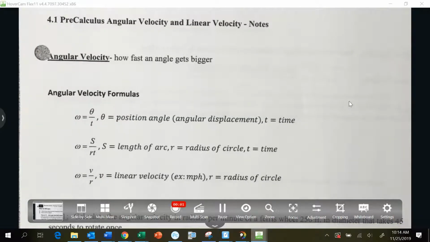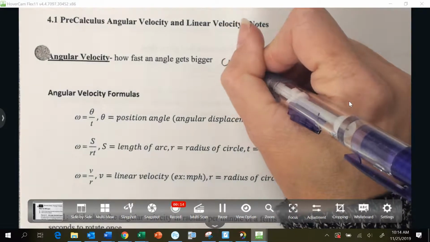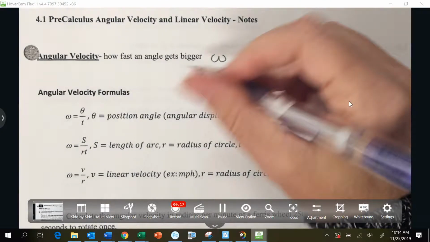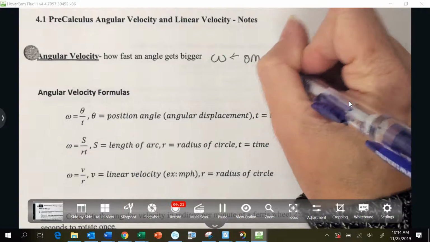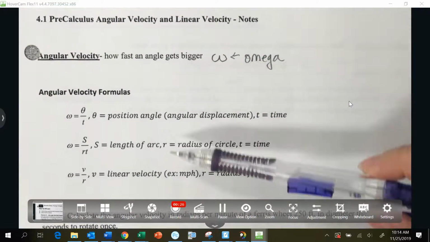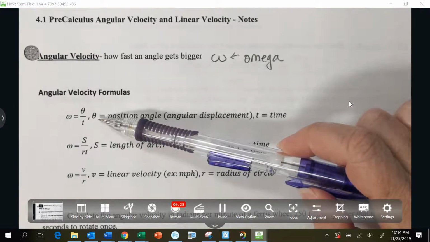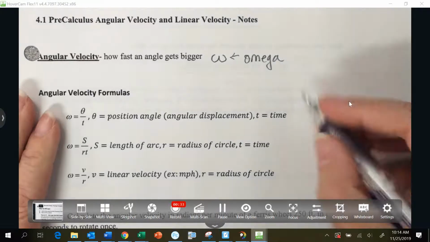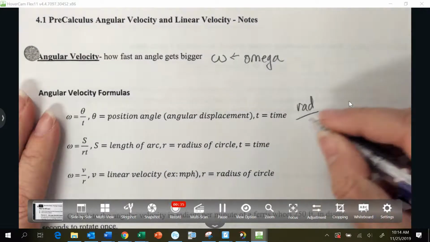All right, so angular velocity would be how fast the angle is getting bigger. And then we've got a few different angular velocity formulas. When you look at this, I hope you assume that this lowercase Greek letter that looks like a W stands for the angular velocity, and we call that omega. To get the angular velocity, we could take our angular displacement, which is theta, and divide it by time. So that would be radians per time.